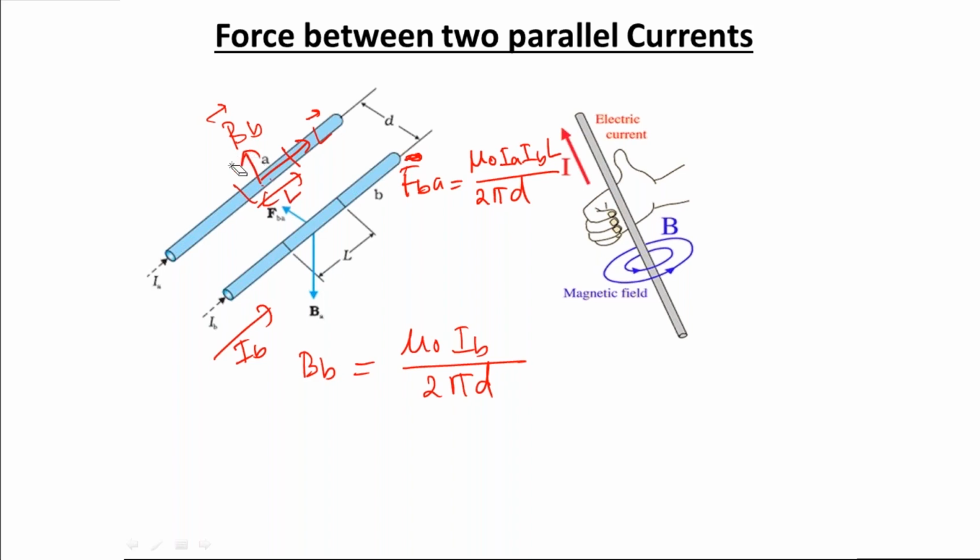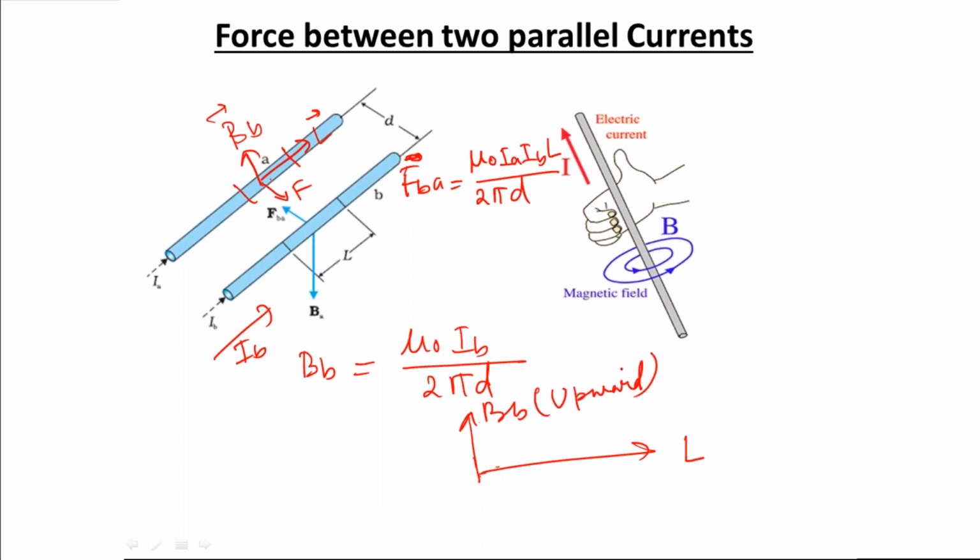I think you have to be a little bit careful with this drawing. You can use that right hand thumb rule also. You have to think of this B as upward, and this L as on the horizontal plane. Okay, so L is on the horizontal plane and this B is this way, upward. Then you will see that the force is towards this conducting wire B. The force will be towards B this way.